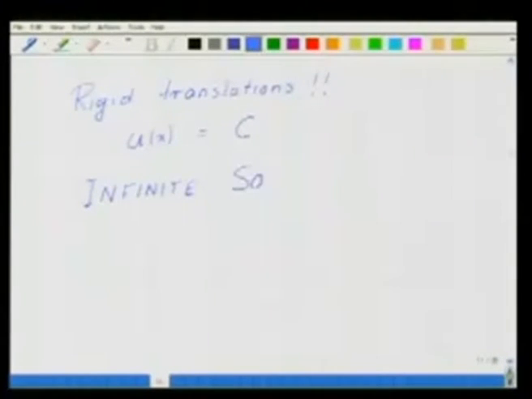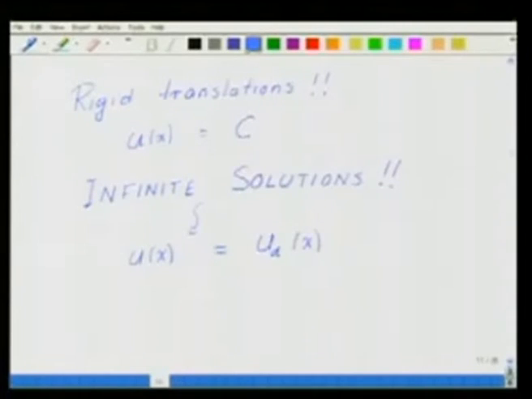Okay, because so many solutions are available. What do we mean by that? Infinite solutions which will be of the form u(x) is equal to, I will call it u deformation of x, plus u rigid of x, that is plus c. That is, the second part corresponds to the rigid translation, and it could be anything, a constant c. And this part is the one which leads to non-zero stresses and strains in the bar.